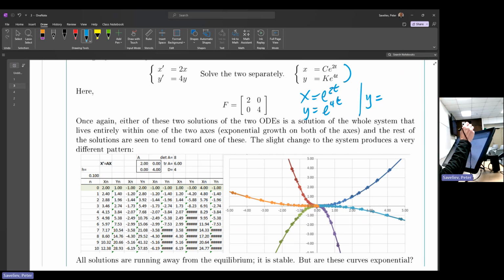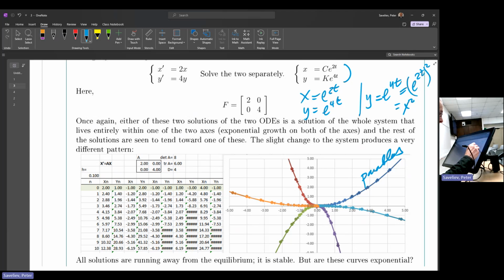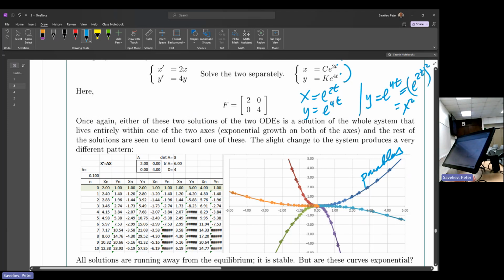Remember properties of exponents? X squared, right? So it is indeed e^4t is in fact (e^2t) squared, which is x squared. So these are parabolas. They all happen to be parabolas. Naturally, if the proportion was not exact as 1 to 2, they would not be.